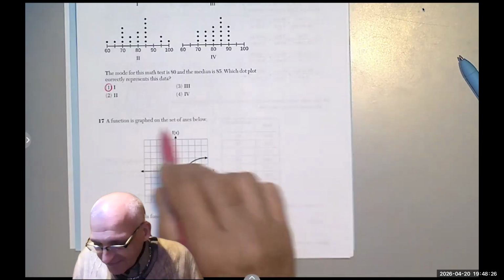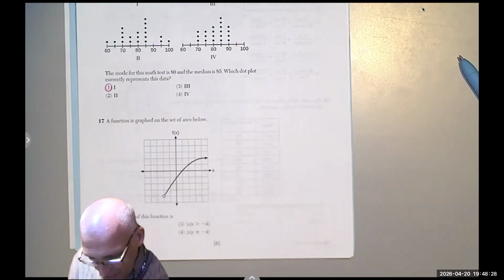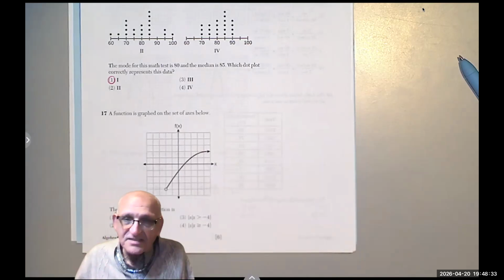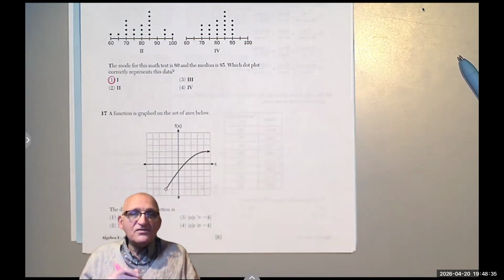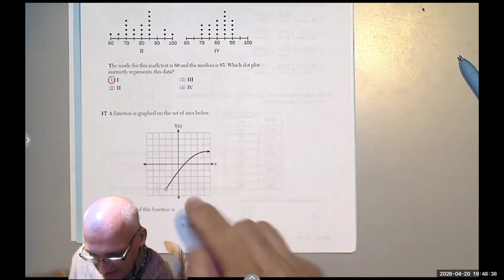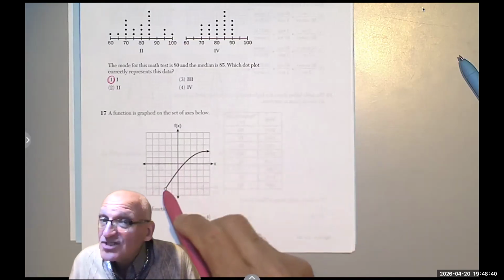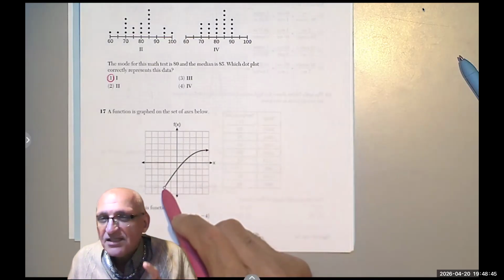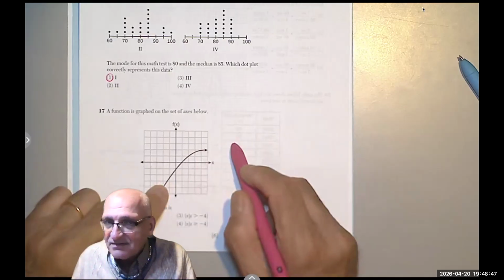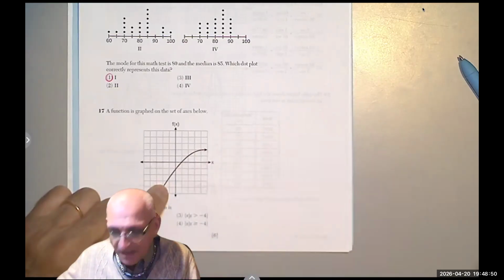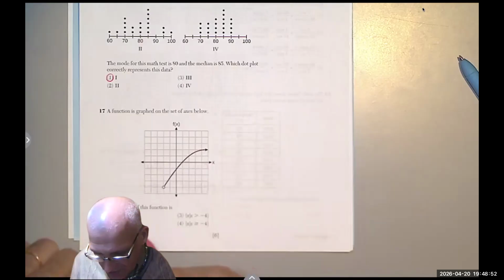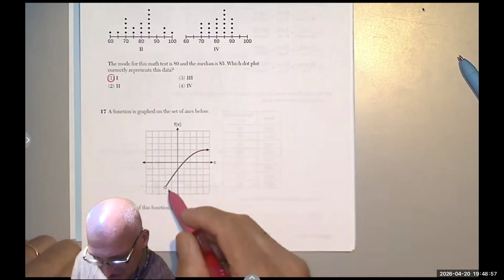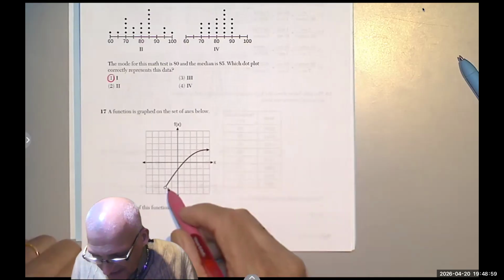A function is graphed on a set of axes below. They want the domain of x. Do you know the domain of the function is the possible values of x? Here, x starts at -2, but -2 is not included. So x doesn't equal -2. On the right-hand side, it goes till infinity, right? So, in fact, it's number 1. X such that x is greater, meaning to the right of -2.